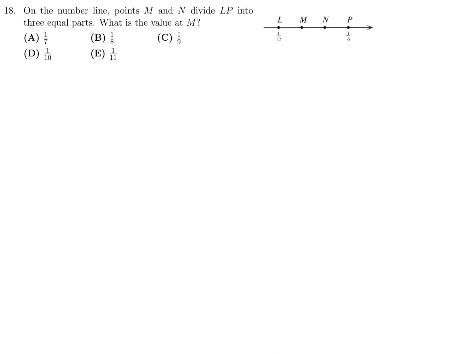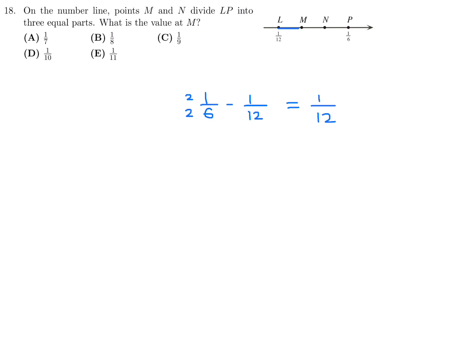On the number line, points M and N divide LP into 3 equal parts. What is the value of M? Well, first thing to do is figure out the distance from L to P. So it will be 1 over 6 minus 1 over 12. And that, if you get a common denominator, is 1 over 12. So that's the distance from there to there.